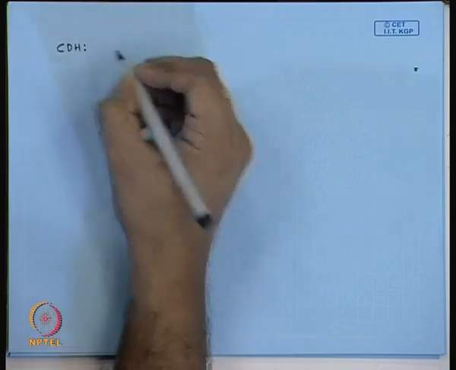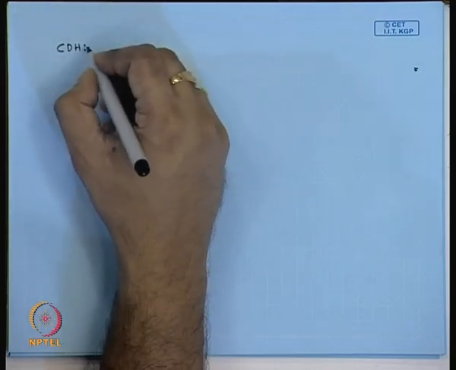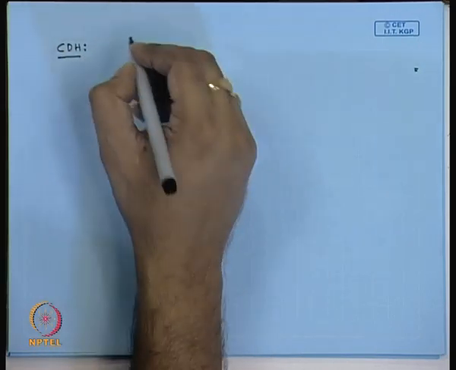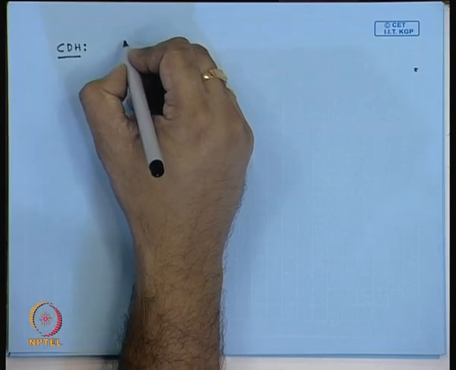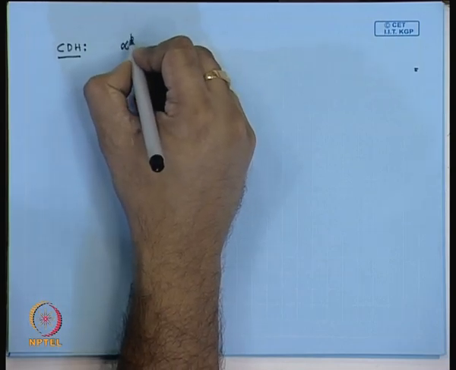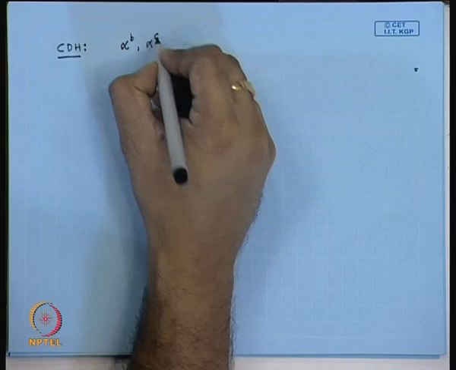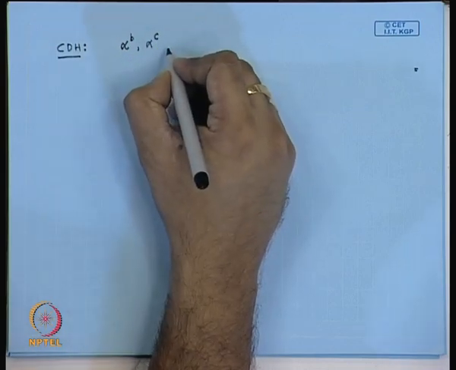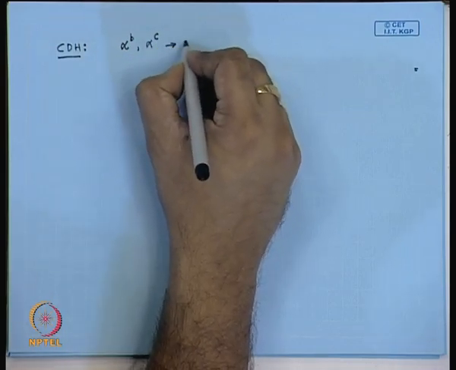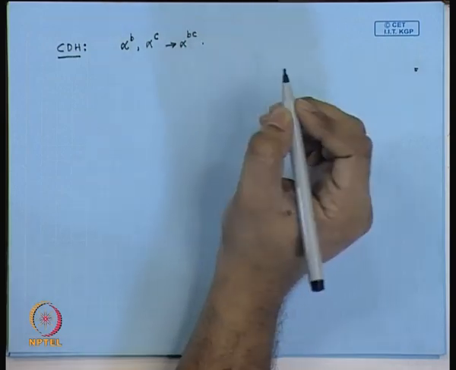If I summarize the computational Diffie-Hellman problem in a small way, it means that we are provided with a value alpha power of b and another value alpha power of c. Can we compute the value of alpha power of bc?